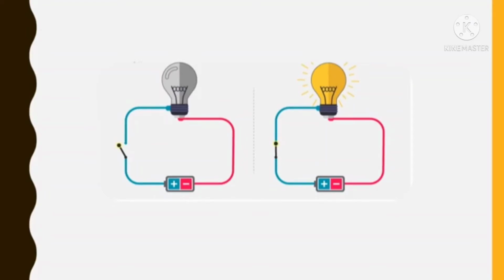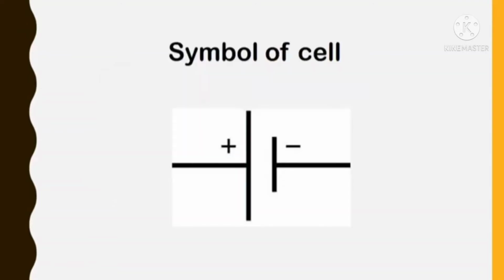In the first diagram, the key is open, so the circuit is open. In the second diagram, the circuit is completed. That's why the bulb lights up. In the first diagram, the bulb is in a condition without light. When the circuit is complete and current flows, the bulb lights up.